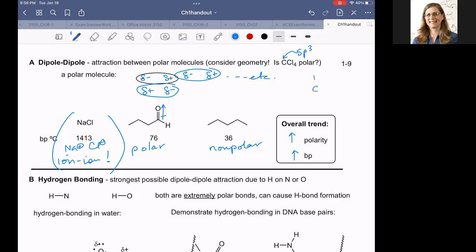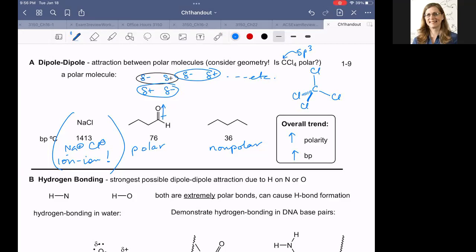How do we draw a tetrahedral shape? 109.5, a little wider than 90. We could draw 2 bonds in the plane. And then where are the other 2 chlorine atoms? One is going to be a wedge and one is going to be a dash. One is sticking out towards us and one is pointing behind. So that's our tetrahedral shape.